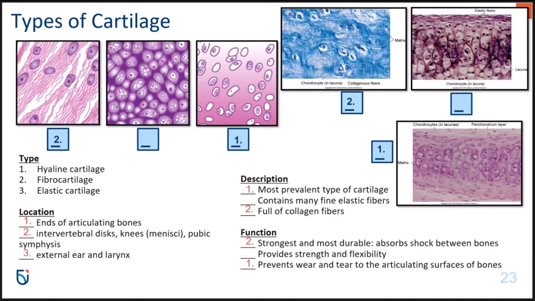And then finally, elastic cartilage found in the external ear and your voice box is going to be much more flexible. And so because it's more flexible, it contains more elastic fibers, allowing for strength, but also flexibility.